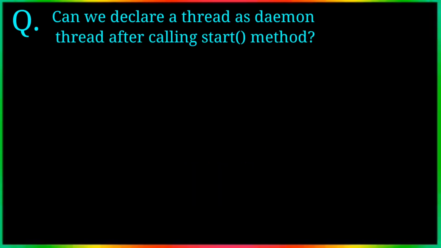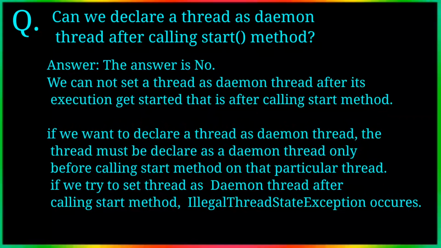Now let's answer a few questions. Can we declare a thread as a daemon thread after calling the start method? The answer is no. We cannot set a thread as a daemon thread after its execution gets started, that is after calling the start method. If we want to declare a thread as a daemon thread, the thread must be declared as a daemon thread only before calling the start method on that particular thread. If we try to set a thread as a daemon thread after calling the start method, an IllegalThreadStateException occurs.